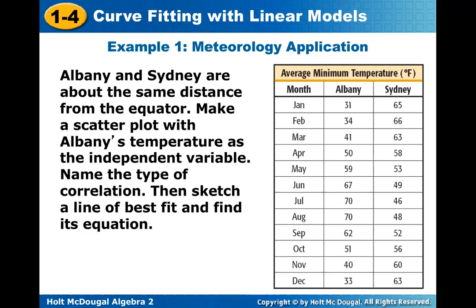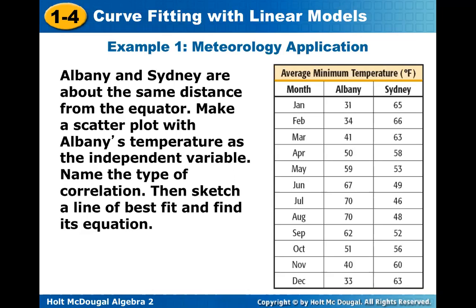Now, what do you see about the temperatures in Albany and Sydney? Albany's in the northern hemisphere, Sydney's in the southern hemisphere. What's true about the seasons in the northern and southern hemisphere? Are they the same? No. So you can see when it's warm in Sydney, it's cold here. You can also see when it's warm here in Albany, in the United States, it's colder there. So our seasons are kind of opposite, right?